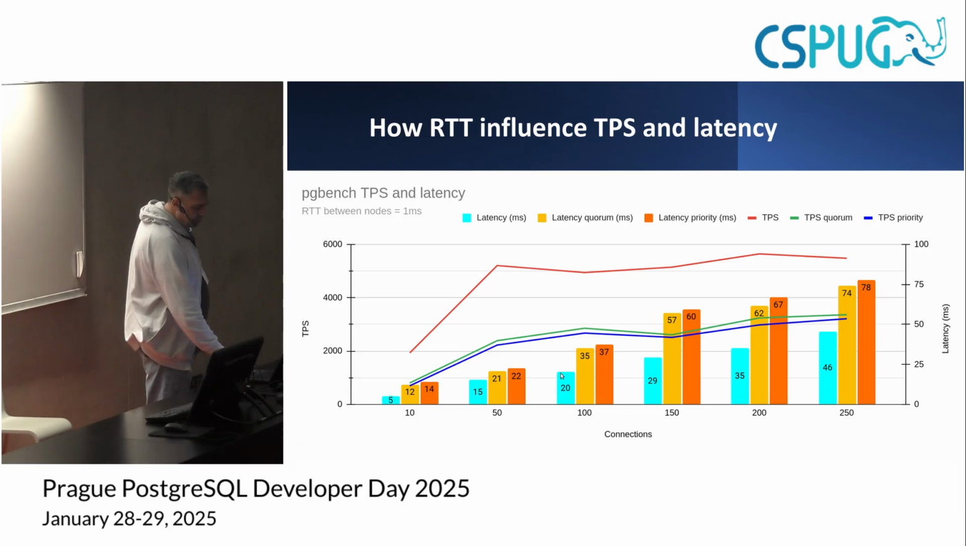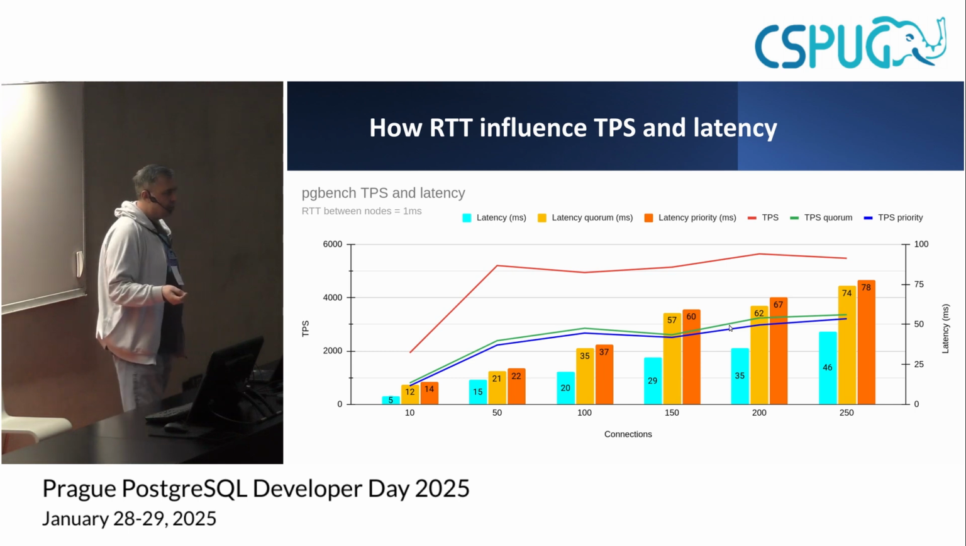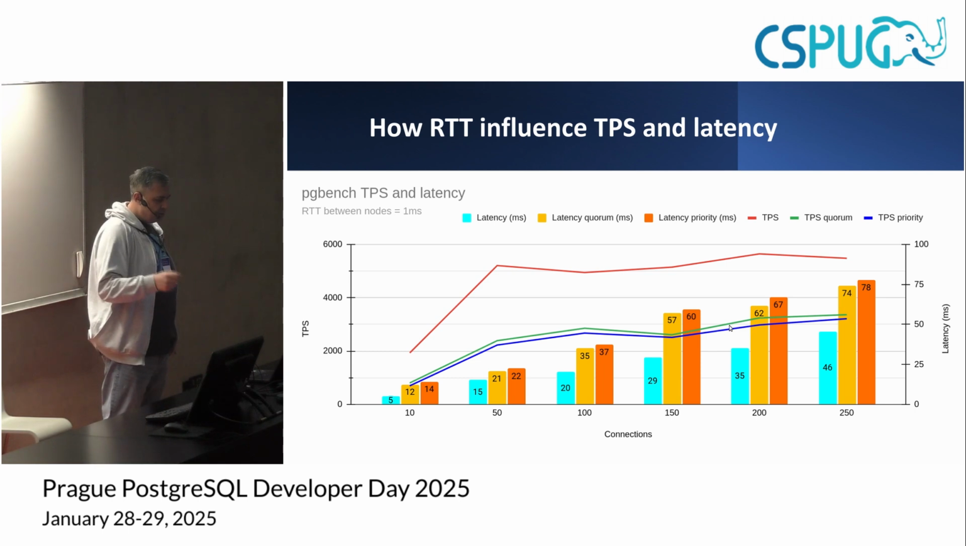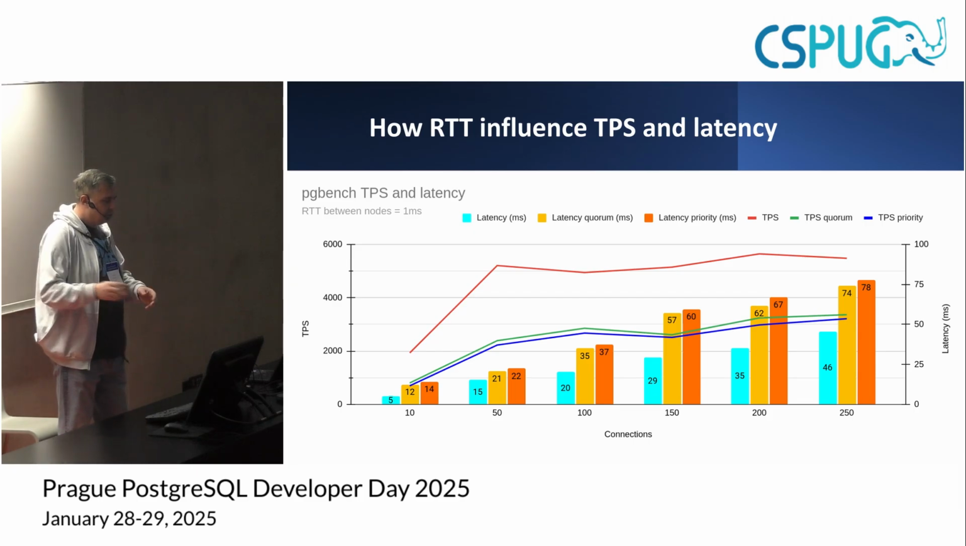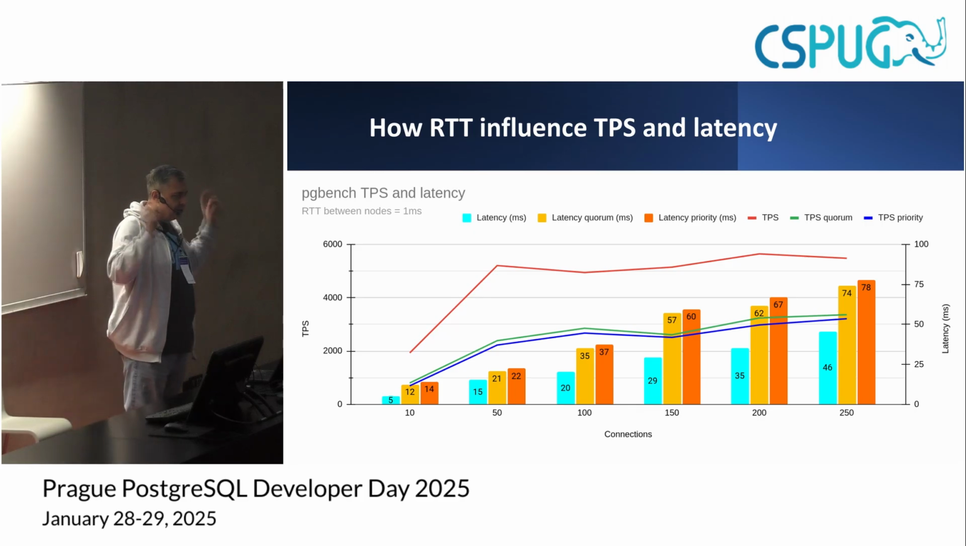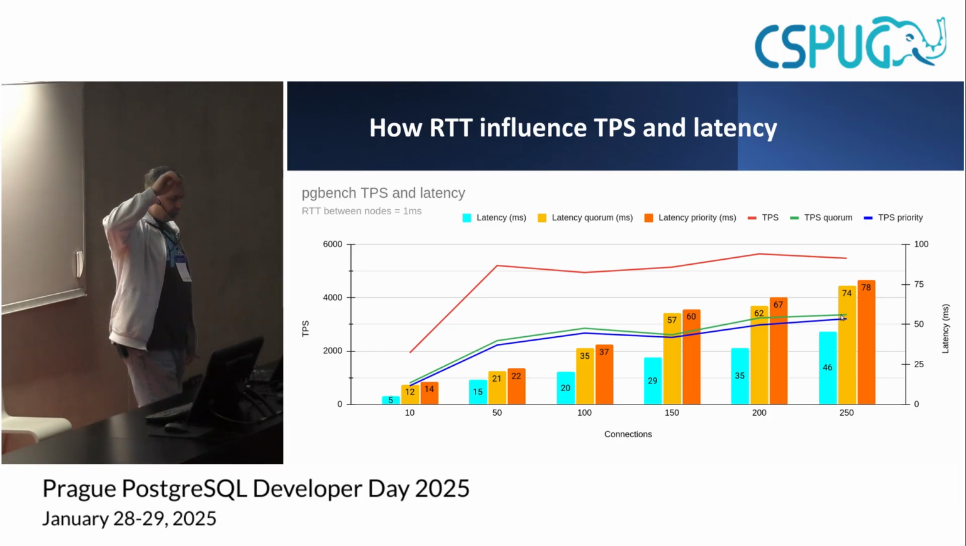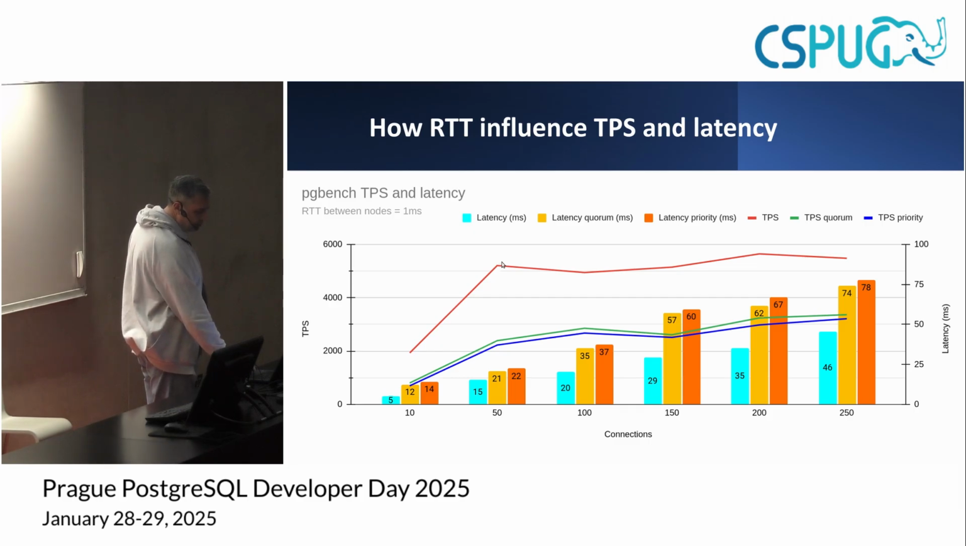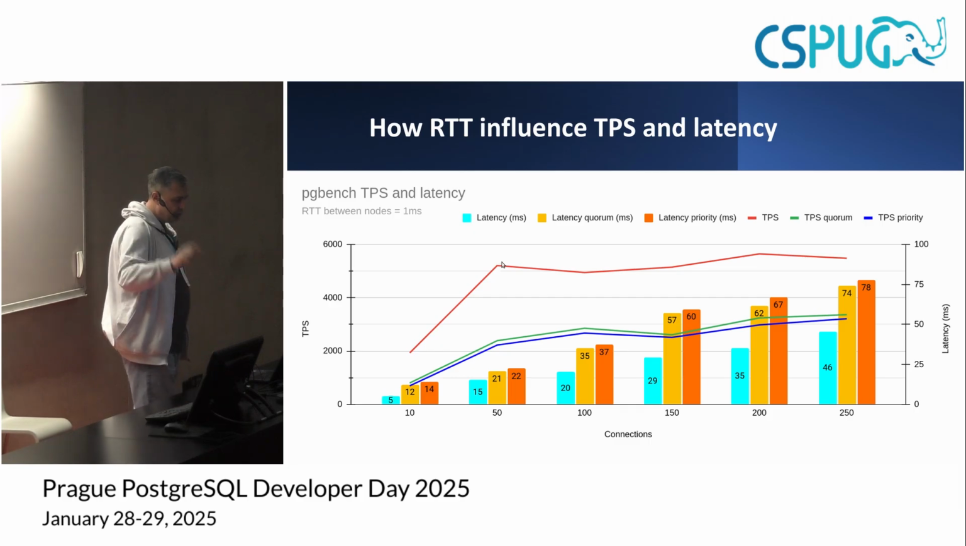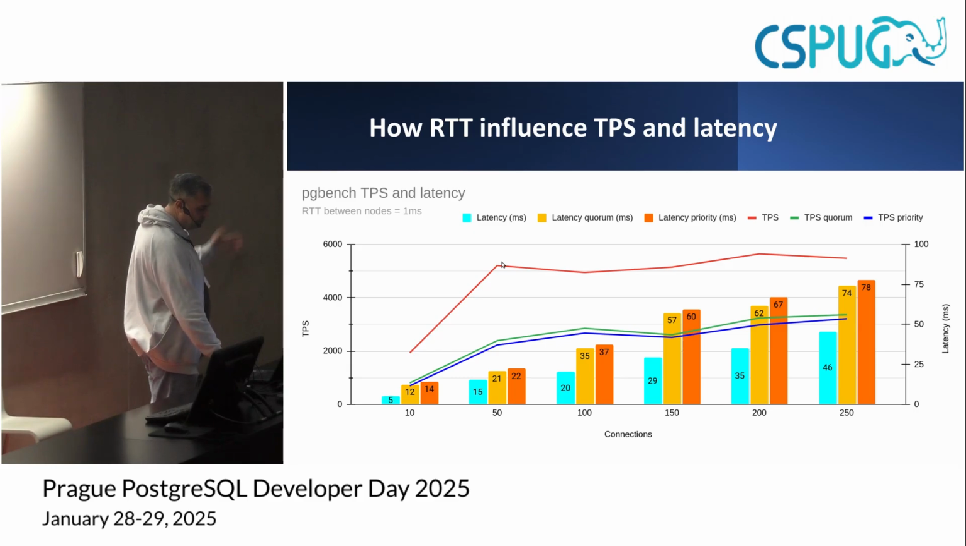With a growing number of connections, of course, TPS for synchronous replication is increasing, but probably on this laptop it's not looking so nice. It should be a real setup, but in fact, I hope it's going to approach the asynchronous replication. And asynchronous replication, as you can see, maxed out after a certain number of connections. But it's my laptop, it's not powerful enough.